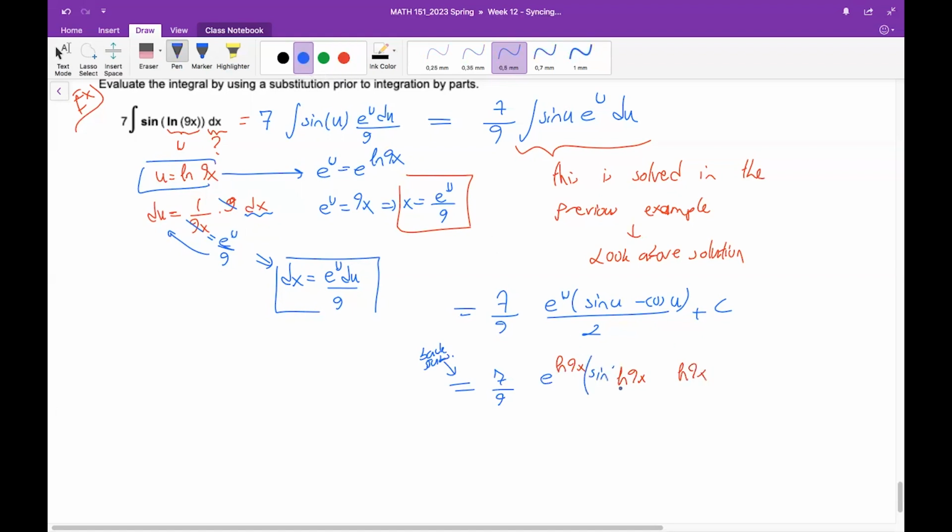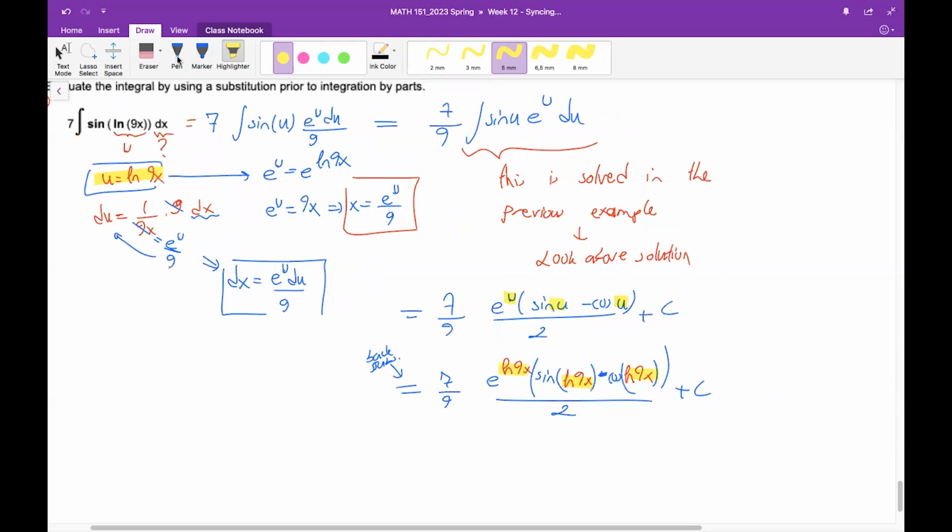So sine of this minus cosine of this, divided by 2, plus c. Okay, after inserting ln 9x, which is the substitution at the beginning, I am done. This is the final result of this exam.